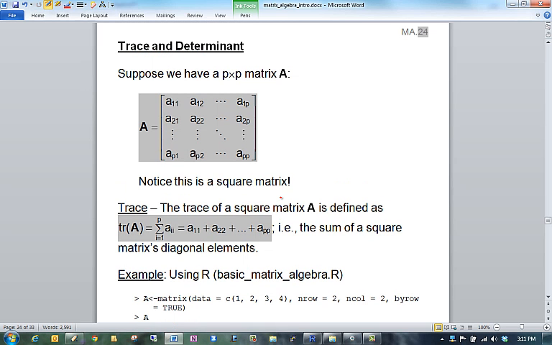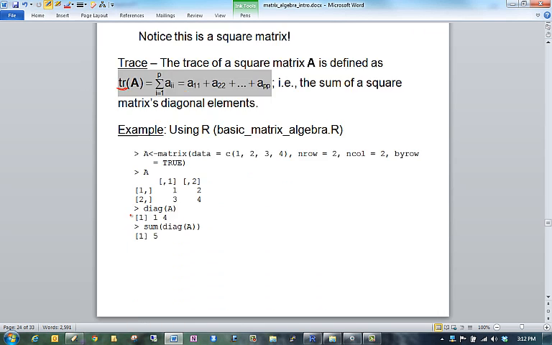Okay, let's talk about two other things that you can do with matrices: finding the trace and the determinant. So again, we're going to be working with some square matrices. So let's let A be a square matrix. It's P by P in dimension now, just to be general. The trace of a matrix is very simple. Simply add up all the diagonal elements. That's it. The way that you denote the trace is with a little TR, then parentheses.